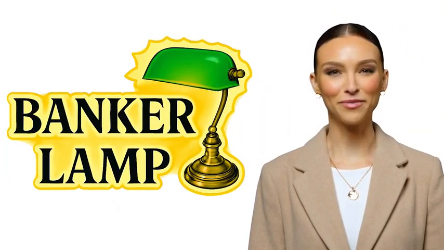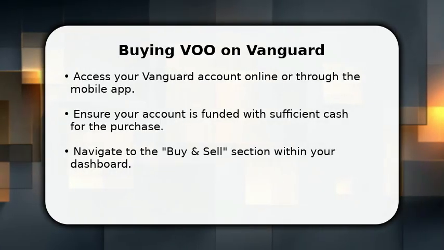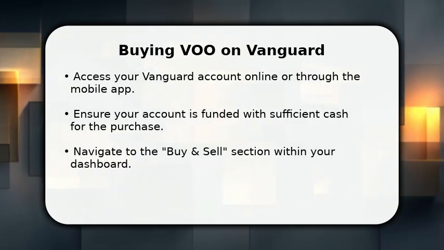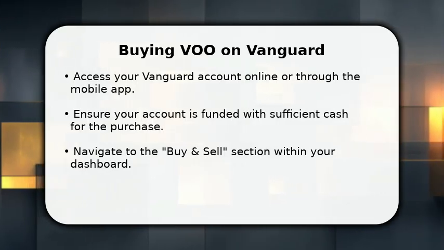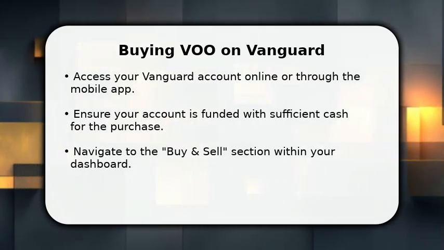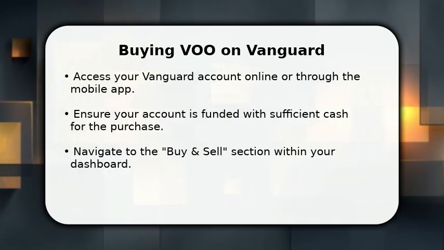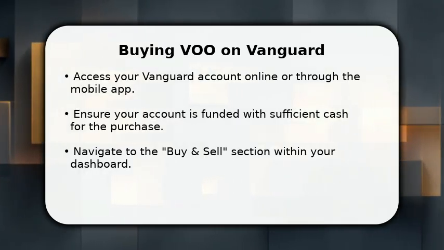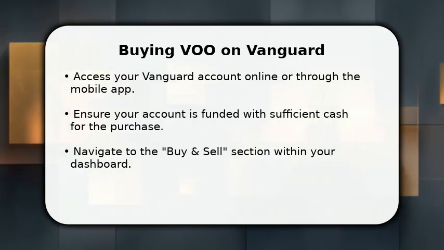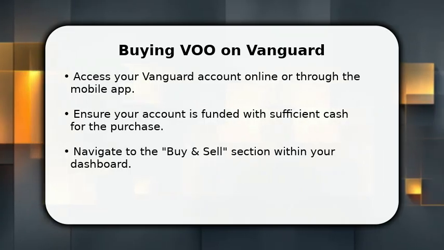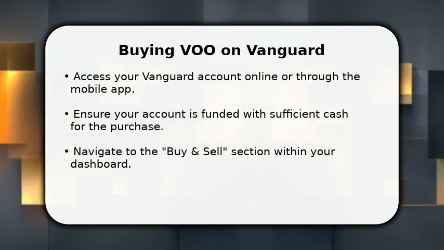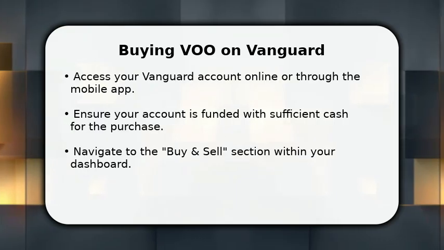Please enjoy the video. In this video, I will explain how to buy VOO on Vanguard. First, log into your Vanguard account using their website or mobile application. Make sure your account has enough available cash to cover your desired investment. Then, locate the buy and sell section, which is typically found on your main dashboard or through a navigation menu. This is where you'll initiate all your investment transactions.